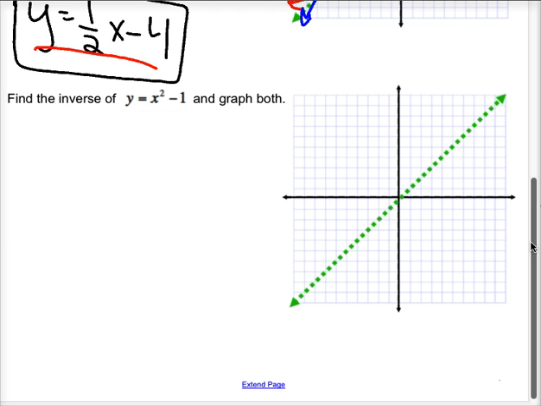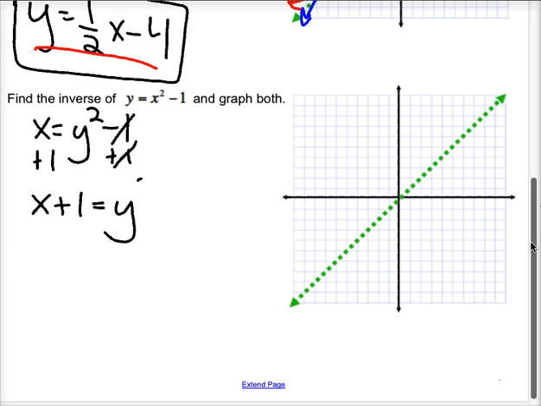So, find the inverse of y equals x squared minus 1, and then graph both. First things first, we have to switch the x and the y. Now we need to get y by itself. So I'm going to add the 1 over. So we get x plus 1 equals y squared.